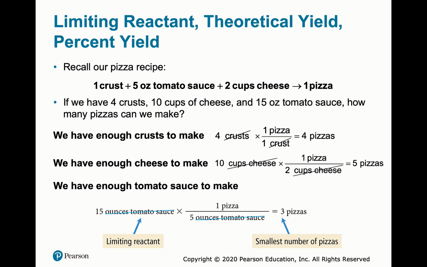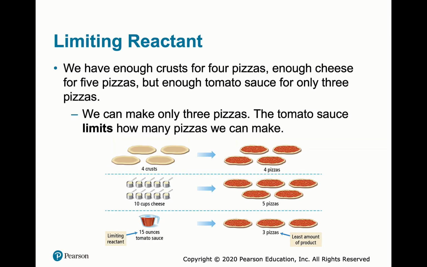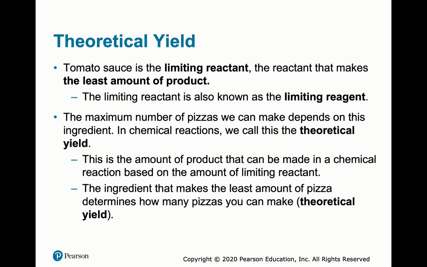We can only make 3, right? Because we go by the smallest amount. So in this case, the amount of tomato sauce is the limiting reagent for our making of pizzas. And so you always go for the lowest. What if we had the 10 cups, like we made 5 pizzas? Well, there's not enough matter. You can't create matter out of nothing. And the reason for this is it's the conservation of mass.